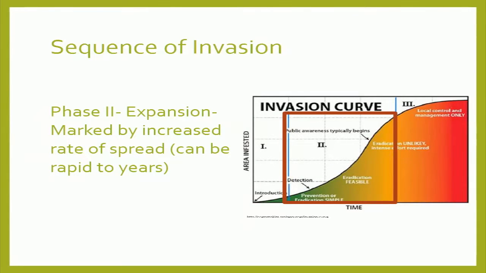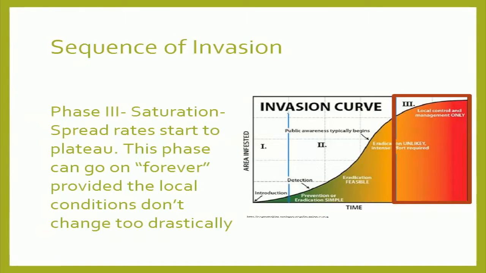Phase 2, called expansion, occurs with a large increase in the rate of spread, bringing about detection by researchers and land managers. Public awareness can also occur during this stage, though not all invasive species receive public recognition. Eradication and prevention is still possible in this phase, though it becomes more difficult as the area infested and the number of individuals grow.